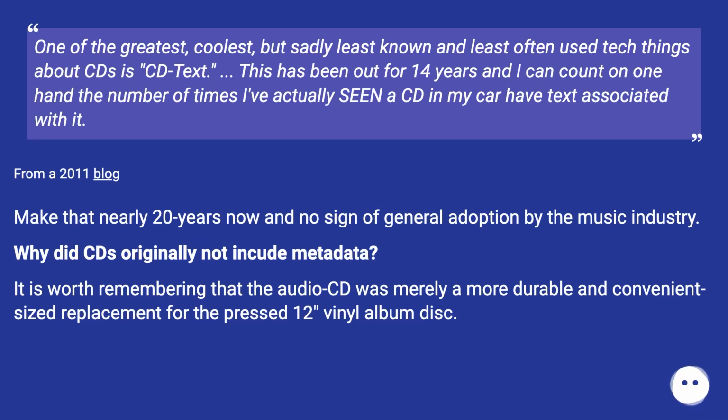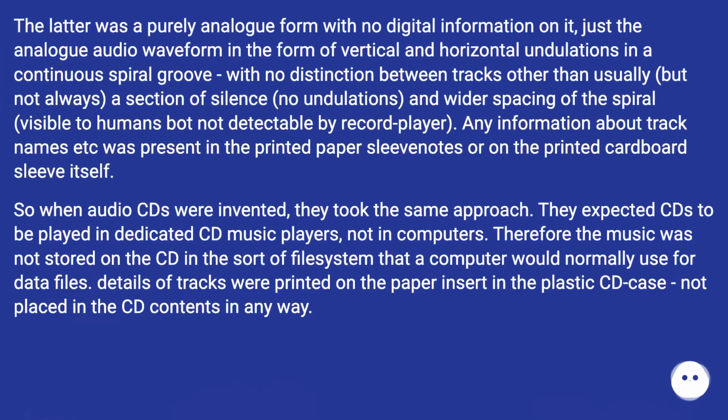Why did CDs originally not include metadata? It is worth remembering that the audio CD was merely a more durable and convenient-sized replacement for the pressed 12-inch vinyl album disc. The latter was a purely analog form with no digital information on it, just the analog audio waveform in the form of vertical and horizontal undulations in a continuous spiral groove, with no distinction between tracks other than usually, but not always, a section of silence, no undulations, and wider spacing of the spiral, visible to humans but not detectable by a record player.